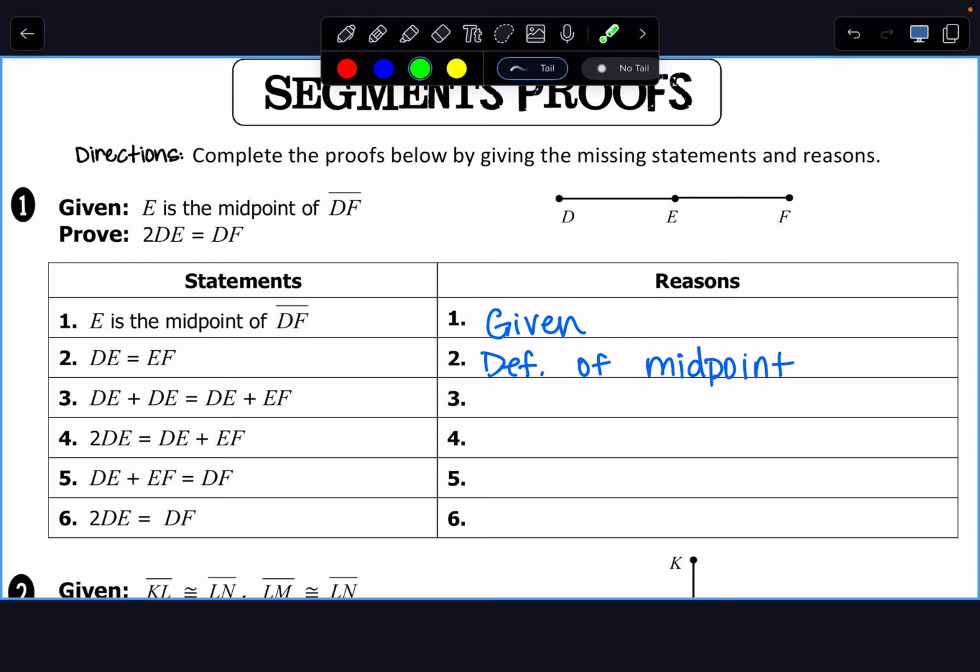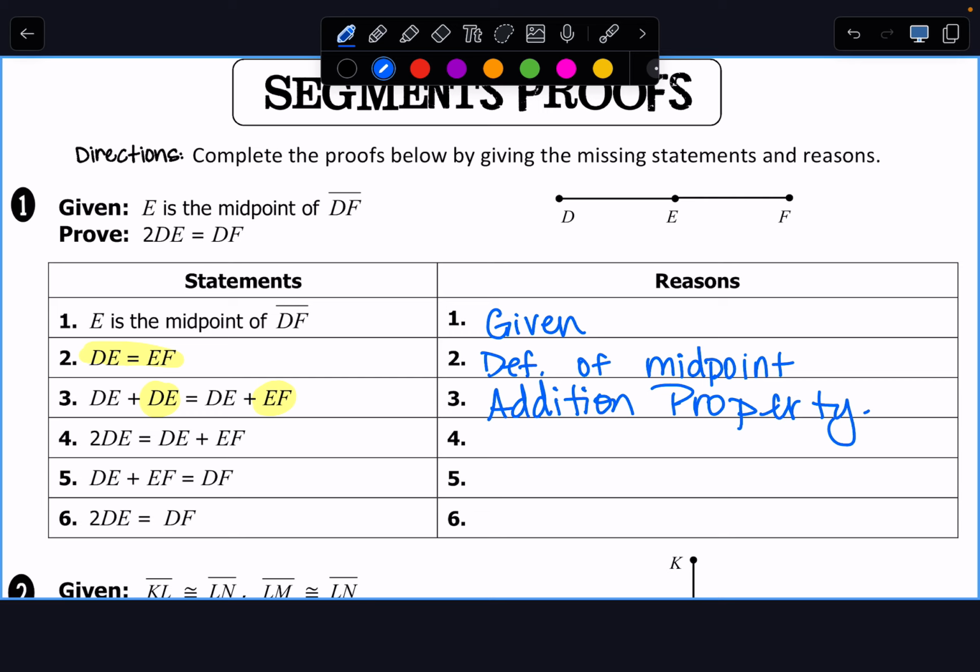Notice how we took this right here, DE equals EF. And what happened to both sides? We added a DE to both sides. What do we call it when we add something to both sides? Property. If you write prop for property, I'll be cool. Add prop, that's cool too.